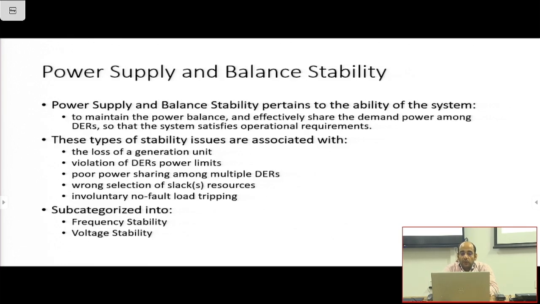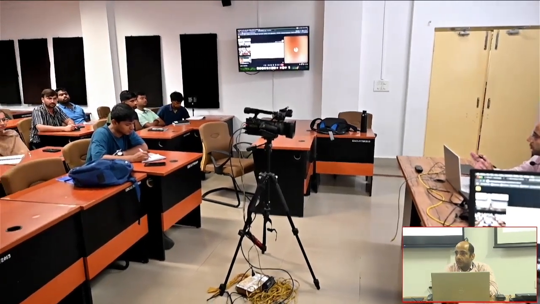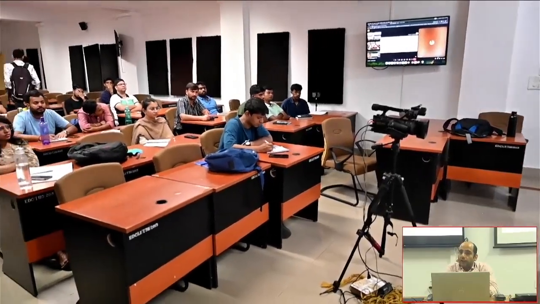Then power sharing among multiple DERs is important. Power sharing is a very important concept, and that's why in today's lecture we'll talk about the power sharing requirements. Power sharing means, for example, let's say there are 5 sources. All 5 should be equally loaded ideally. It should not happen that only 3 of them are giving power and 2 are not utilized.